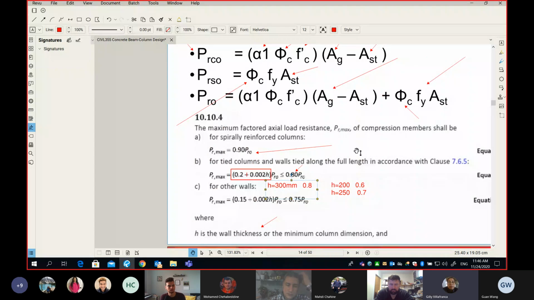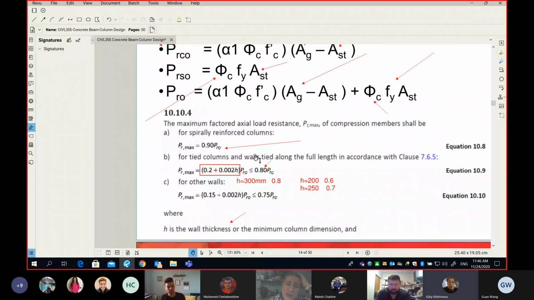It should be the 0.8. Spiral 0.8. Spiral column, we take the BR0 and then multiply it by 0.9. And tight column, we take the BR0, multiply it by 0.8 or 0.6 or 0.7. It depends on the minimum dimension of the column. I'm asking you, if we have 2 columns, one is spiral and one is tight. Spiral can carry more loads. Does anyone know why spiral can carry more loads?